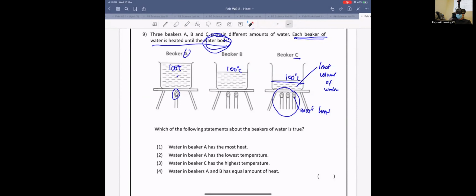But the question already says each beaker of water is heated until the water boils. That means they all have the same temperature, 100. And therefore, the one with the greatest volume will have the most heat.